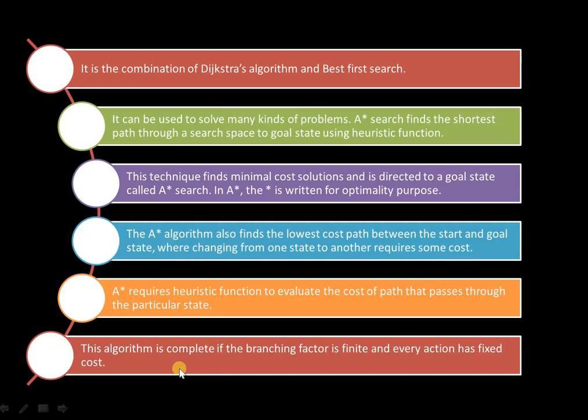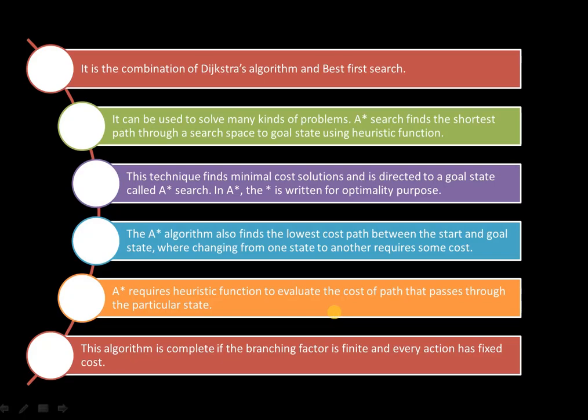So we can say that this is one of the search algorithms among the previous ones that we have discussed. This method is something different because it provides the most optimal results. And when we say that it's an advancement of best first search, it gives a more promising result. A-star also finds the lowest cost path between the start and goal state, where changing from one state to another requires some cost. So we'll see it in detail and how it works.